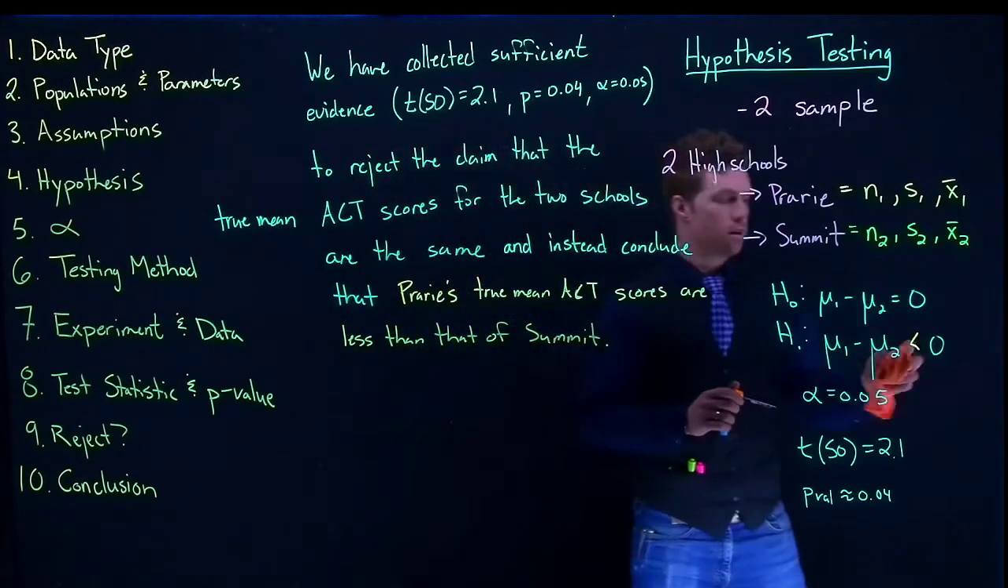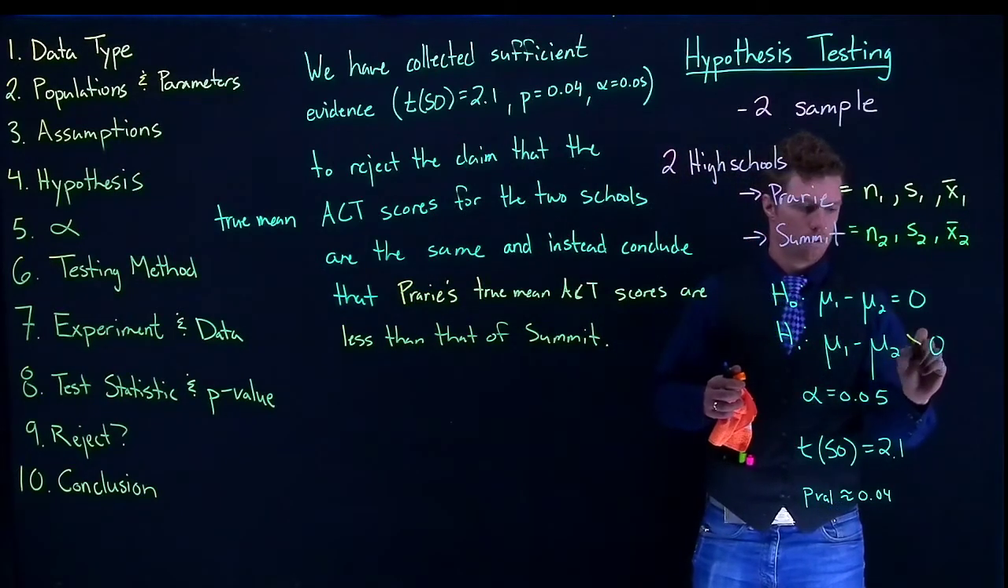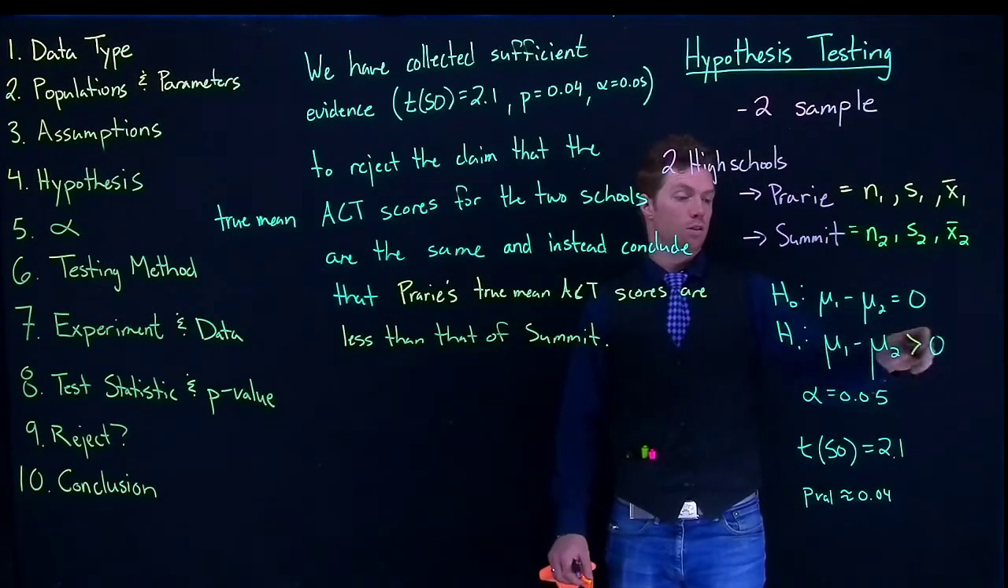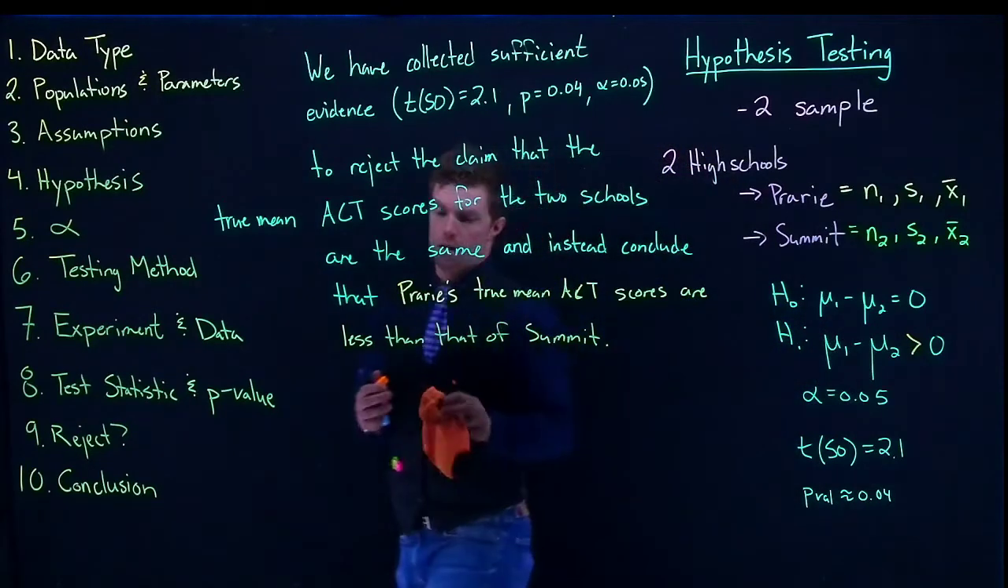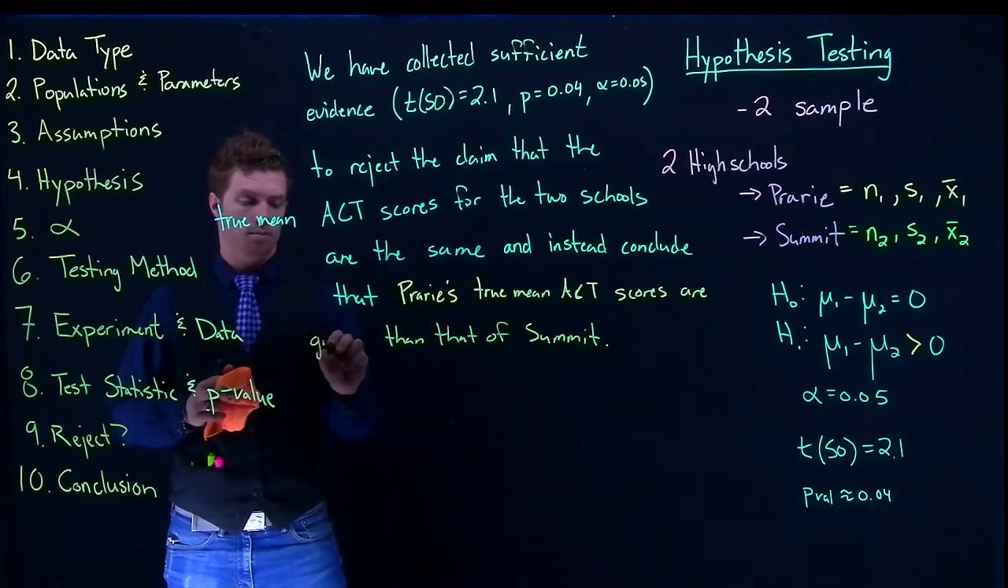Now if I had greater than 0, the only way for this to be greater than 0 is if mu 1 is bigger than mu 2. So if it was like this, then instead of less than, I could say greater than.